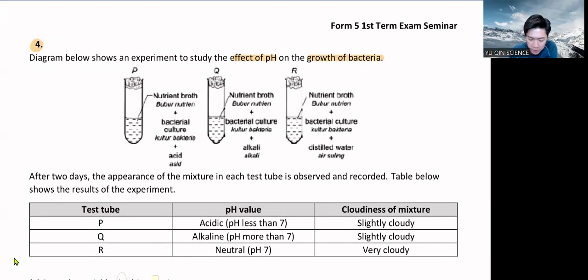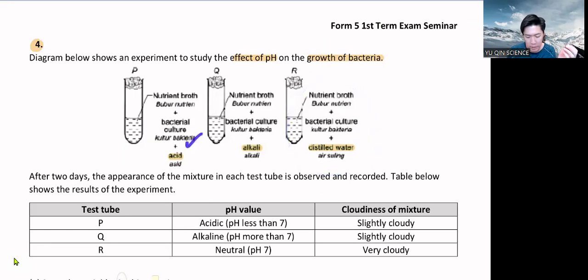So we're talking about pH value. This is acid, this is alkaline, and this is distilled water. Then we have nutrient broth. Nutrient broth means like nutritious soup, a soup with a lot of nutrients. We put bacteria in it, a bacterial culture. Bacterial cultures are good bacteria for the purpose of the experiment. If they like the condition, they grow a lot.